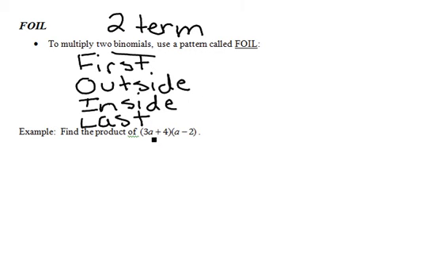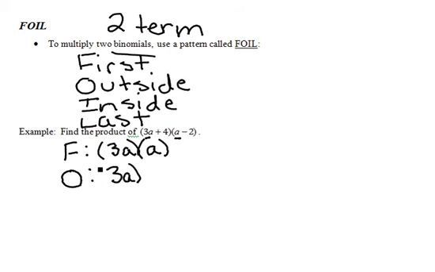So looking at the example I have down below here, if I use this pattern called FOIL to multiply 3a plus 4 times a minus 2, my first terms that I would be multiplying together would be a 3a times an a, because they're first in each of the two binomials. My outside terms that I would be multiplying together would be the 3a and the negative 2, since they are on the outside or outer parts of each of the binomials.